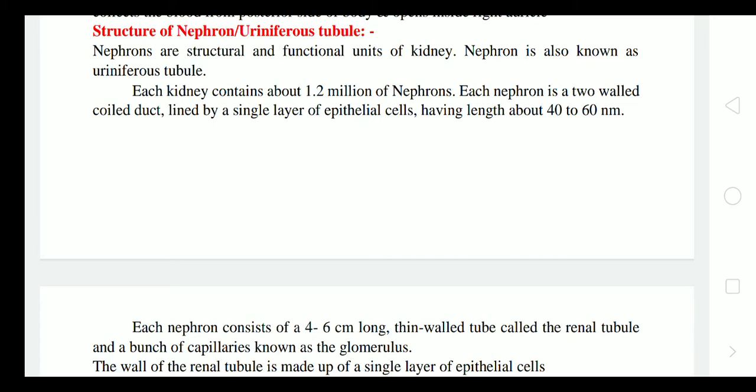Good morning, students. Today we are going to continue with the next part of this chapter, excretion and osmoregulation. Structure of nephron or uriniferous tubule.